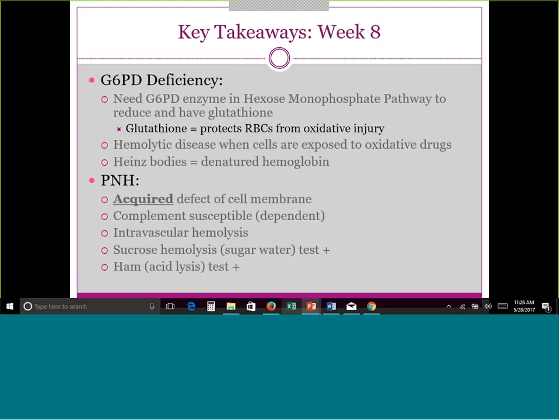Your complement system, part of your immune system, all of a sudden sees the red cells as not being good and sets out to destroy them, and that's what results in this intravascular hemolysis. So it is definitely an intravascular process. Two tests that you can use to screen for PNH are sucrose hemolysis, otherwise known as sugar water, and the Ham test, otherwise known as acid lysis. Both will be positive, telling you you have PNH.